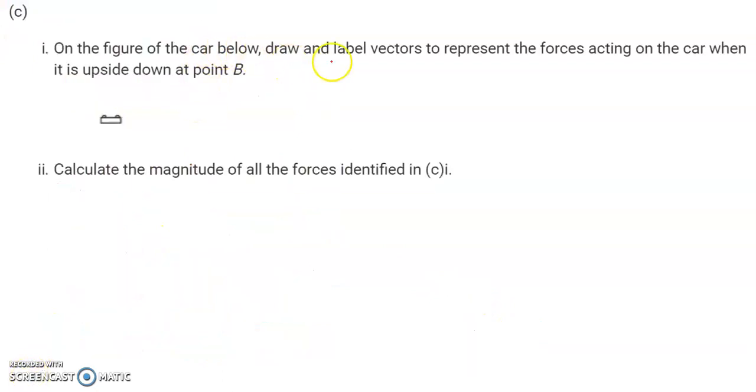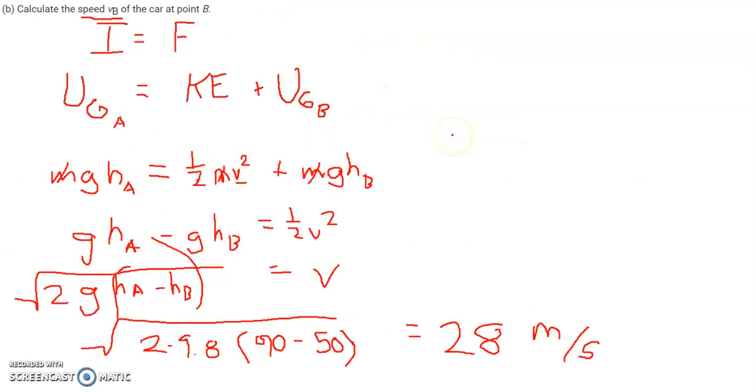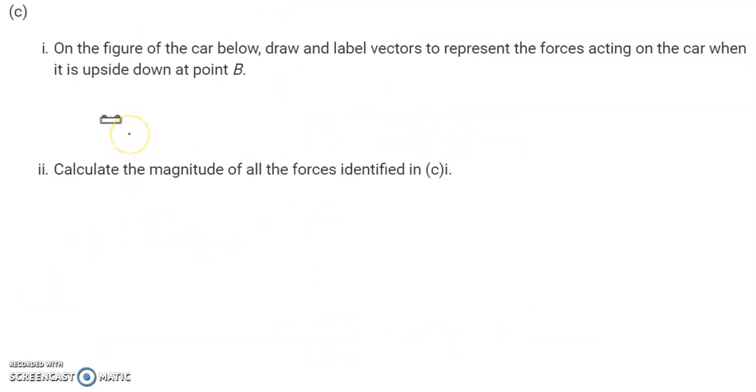On the figure of the car below, draw and label vectors to represent the forces acting on the car when it is upside down at point B. Okay? Now, this car, when it's going around this loop, is undergoing circular motion. And we know that for circular motion, there needs to be a centripetal force to get centripetal acceleration. That's what causes things to go in a circle. So I know that when I draw these forces, there needs to be a net centripetal force pointing towards the center of the circle. Here's the circle. This car is going through the loop.